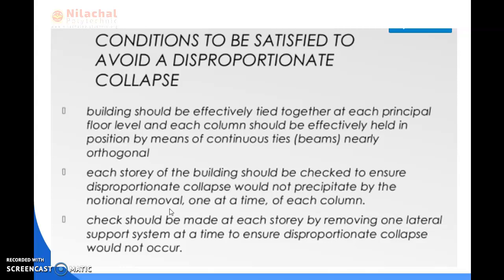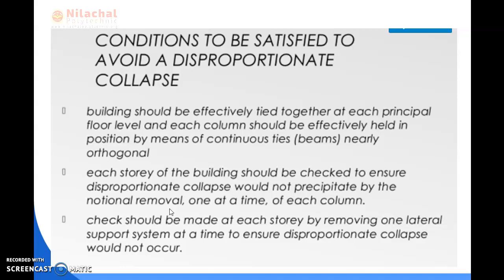It is nearly orthogonal. Each story of the building should be checked to ensure disproportionate collapse would not precipitate by the notional removal of each column, one at a time. Checks should be made at each story by removing one lateral support system at a time to ensure disproportionate collapse would not occur. So first of all we need to check every floor, every story of the building, each column, and how the lateral support we provide ensures the disproportionate collapse would not occur.